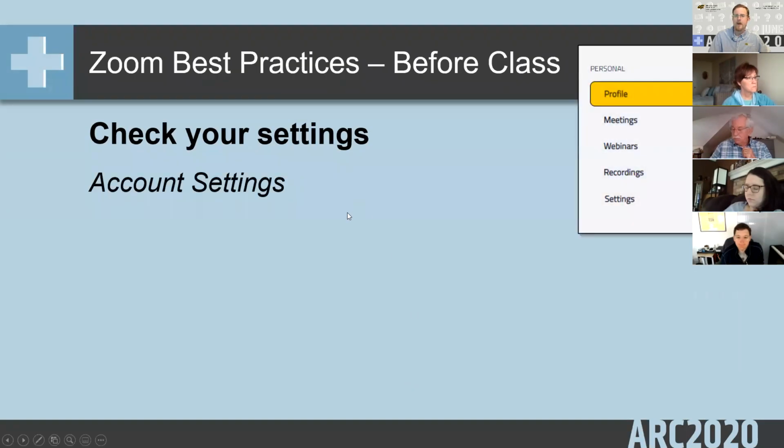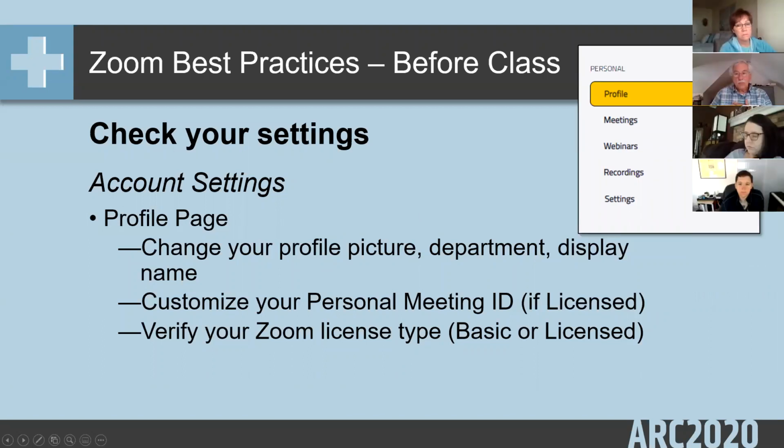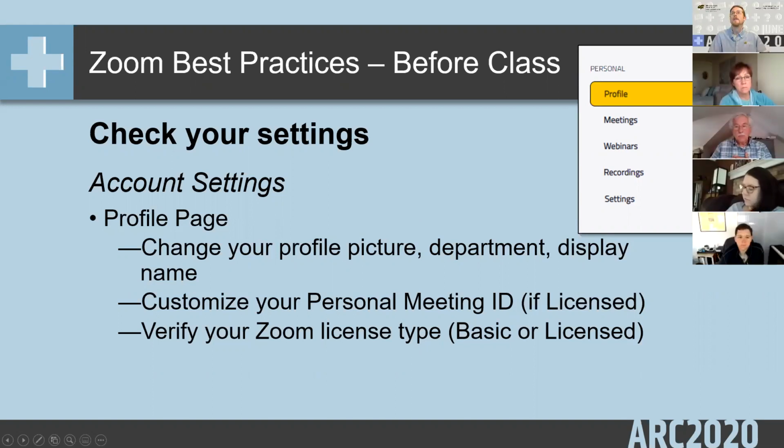Okay. On your account settings, we're going to start with the profile page. I'm not going to go into any detail on that profile page, but that's where you find information about changing your profile picture if you haven't done that yet. If you don't have a profile picture, Zoom just shows your initials in your little box there. And basically what you see here, I'll turn off my video. And you can see I have a profile picture there.